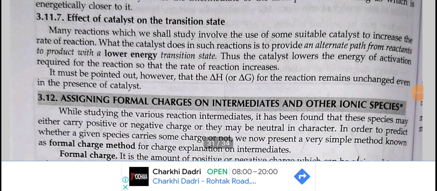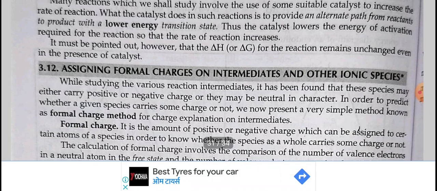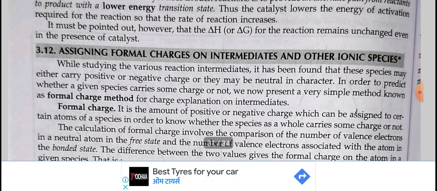Effect of catalyst on transition state. Many reactions which we shall study involve the use of some stable catalyst to increase the rate of reaction. What the catalyst does in a reaction is provide an alternate path from reactant to product with a lower energy transition state. Thus, the catalyst lowers the energy of activation required for the reaction so that the rate of reaction increases. It must be pointed out, however, that delta H and delta G for the reaction remain unchanged even in the presence of a catalyst.